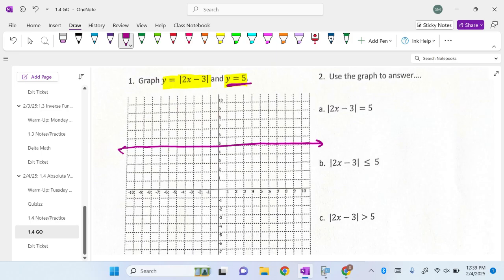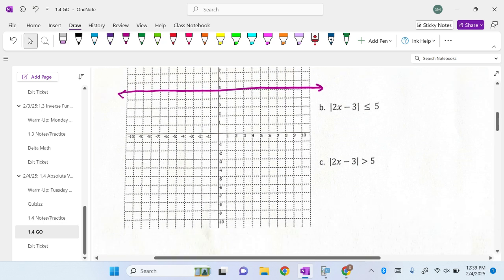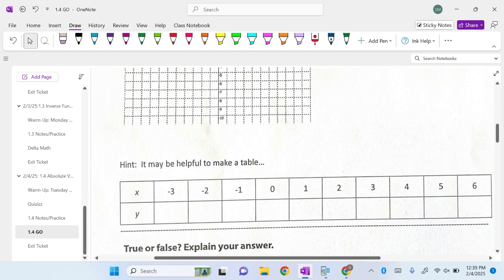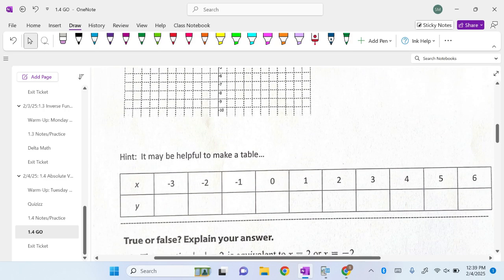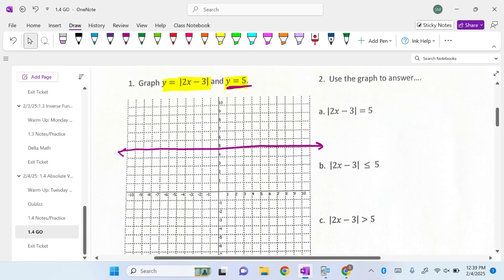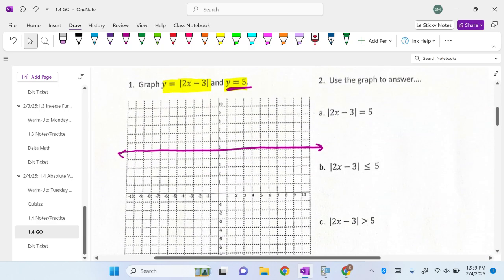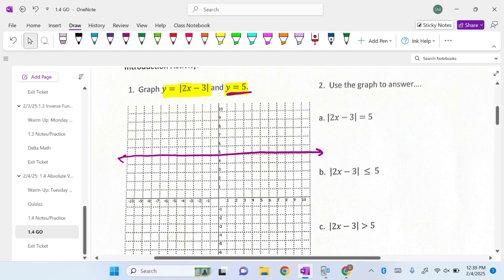So, for me, the purple, yes, ma'am. Yeah. So the purple line for me is the y equals 5. Now, for the absolute value of 2x minus 3, we're going to make a very quick table. All right. So that means we're plugging it into 2x minus 3. And to be honest, for time's sake, we're just going to get the table from Desmos.